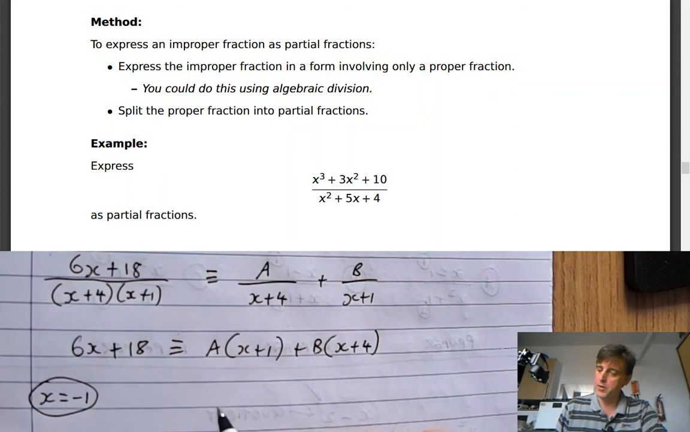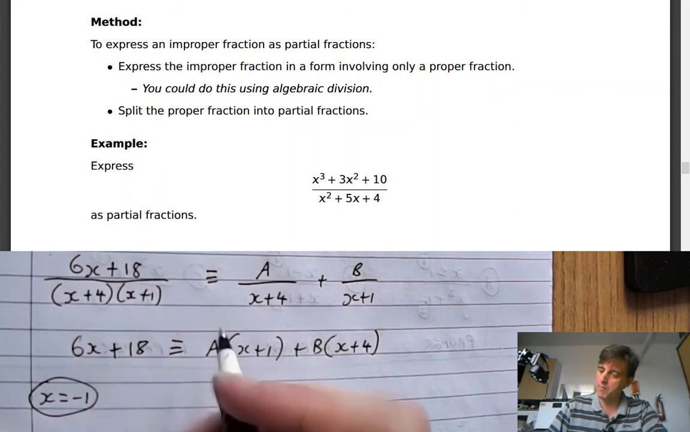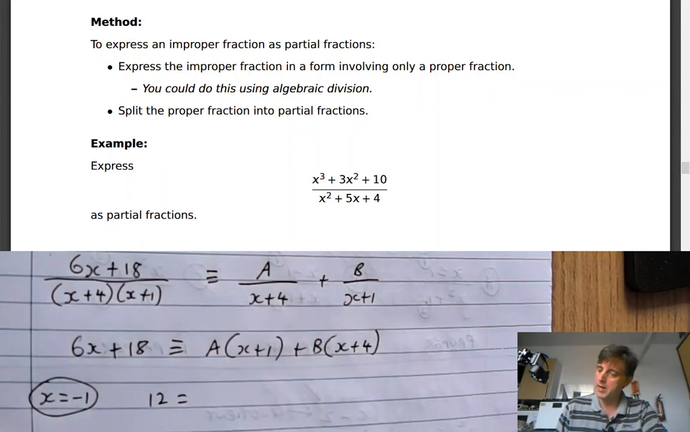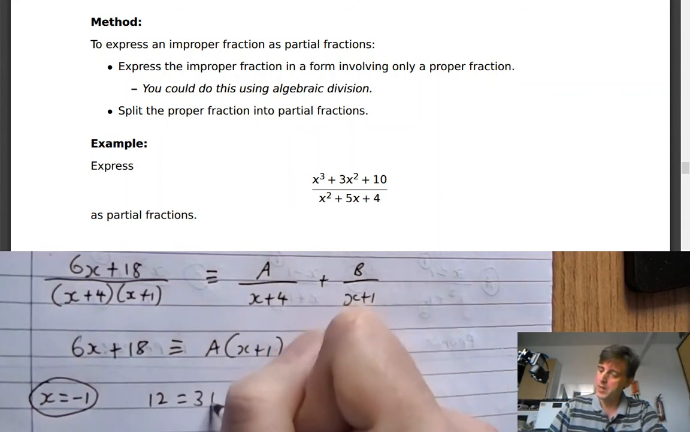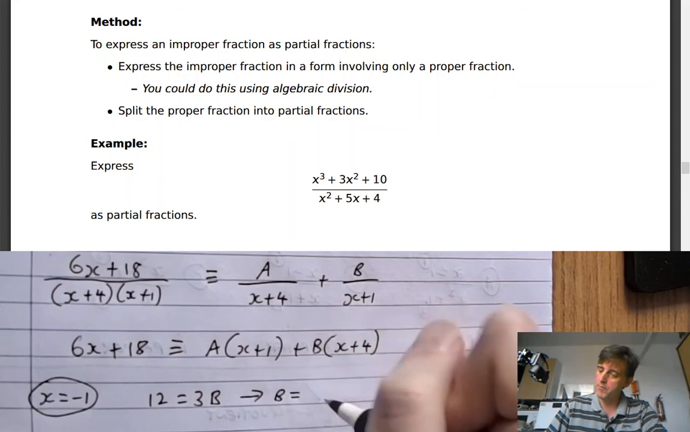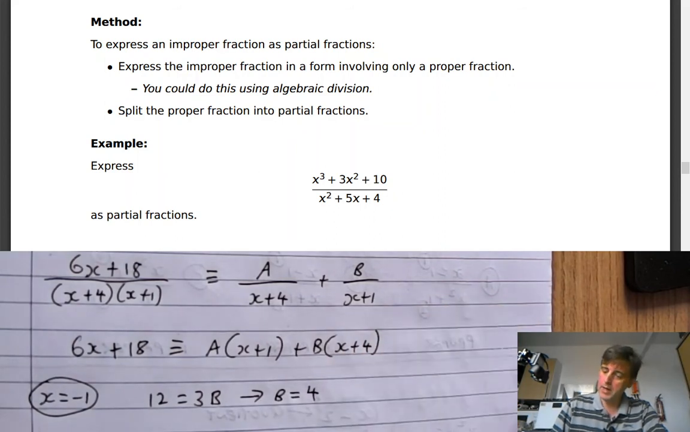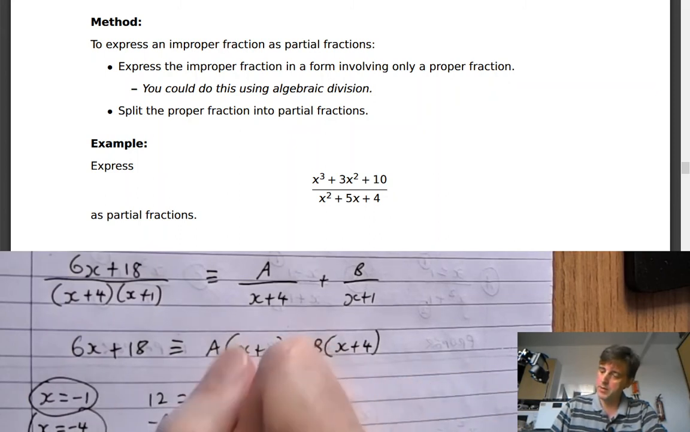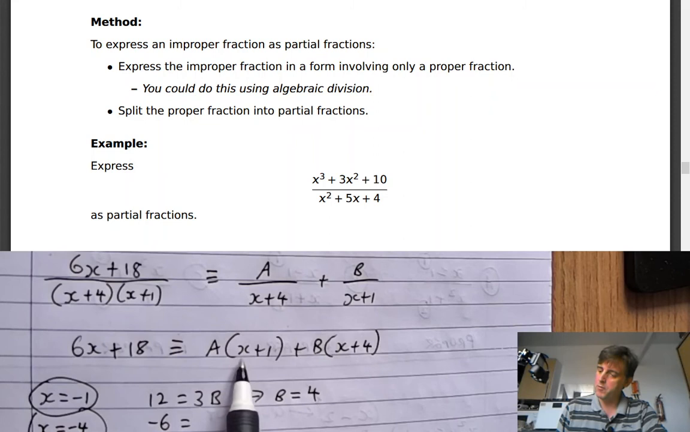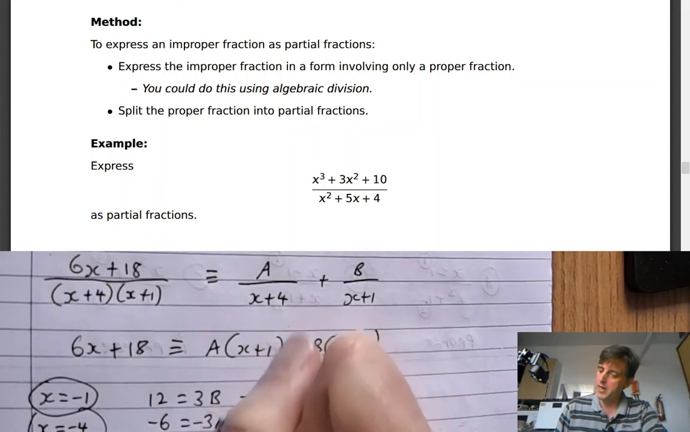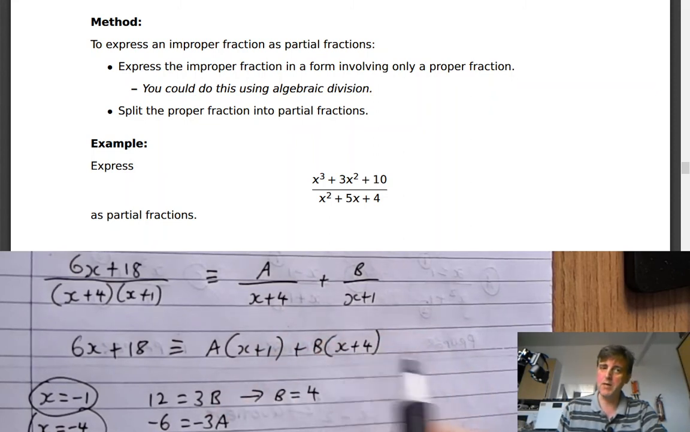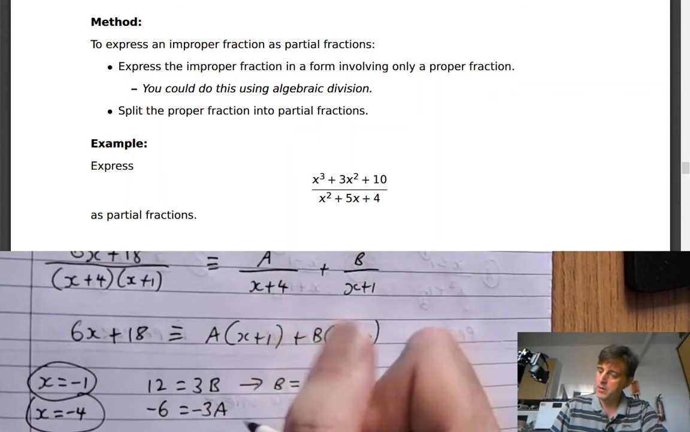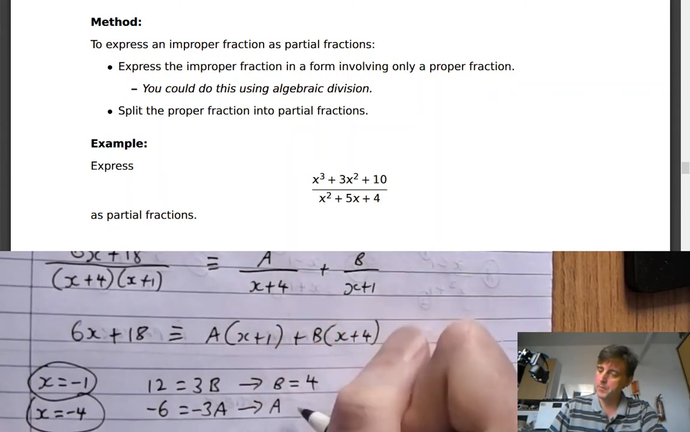That's going to give us, what are we going to have here? I think 12 on the left-hand side, and then that term's going to vanish, and we're just going to end up with 3B, which means that B equals 4. x equals -4 means that we end up with, I think, -6 on this side, and then -4 plus 1 is -3 times A here, and that term involving the B just vanishes. So we end up with A equals 2.